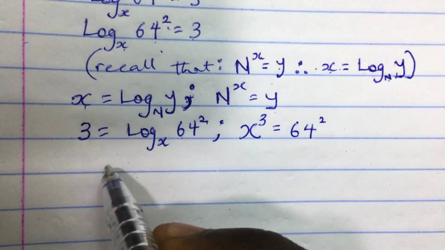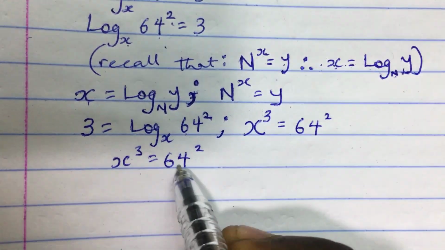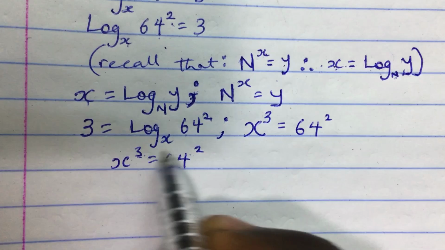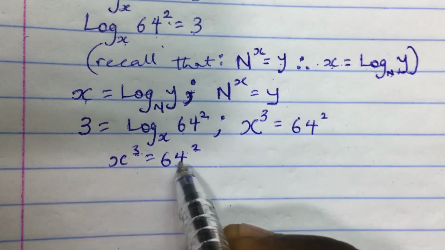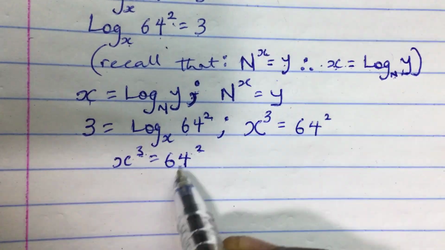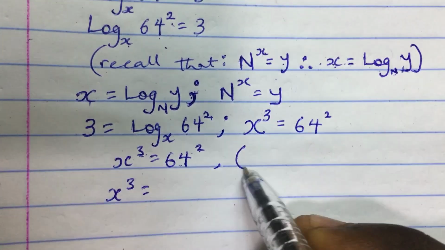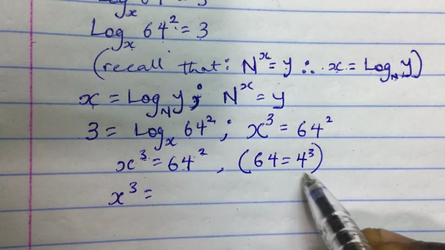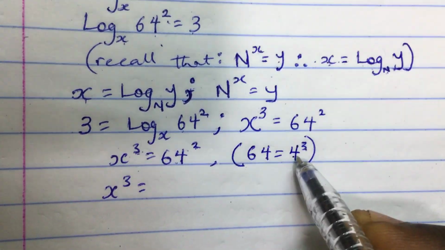The next thing is that we will find a way to raise this to a power that will give us 3. Do we understand that it will have 3? These two we can break down to 3. So x cubed equals this 64. 64 is actually 4 raised to power 3: 4 times 4 is 16, 16 times 4 is 64. So I can replace this 64 by 4 raised to power 3.